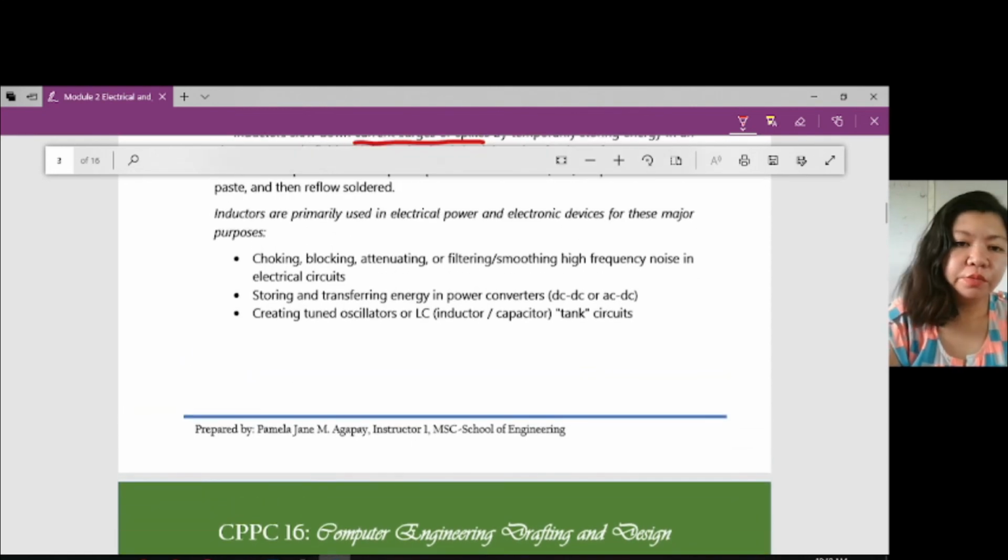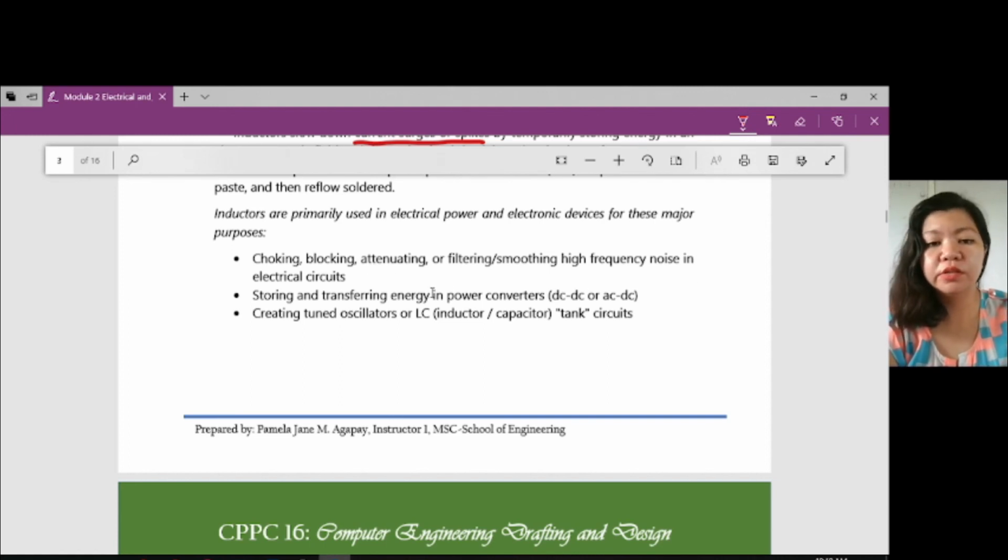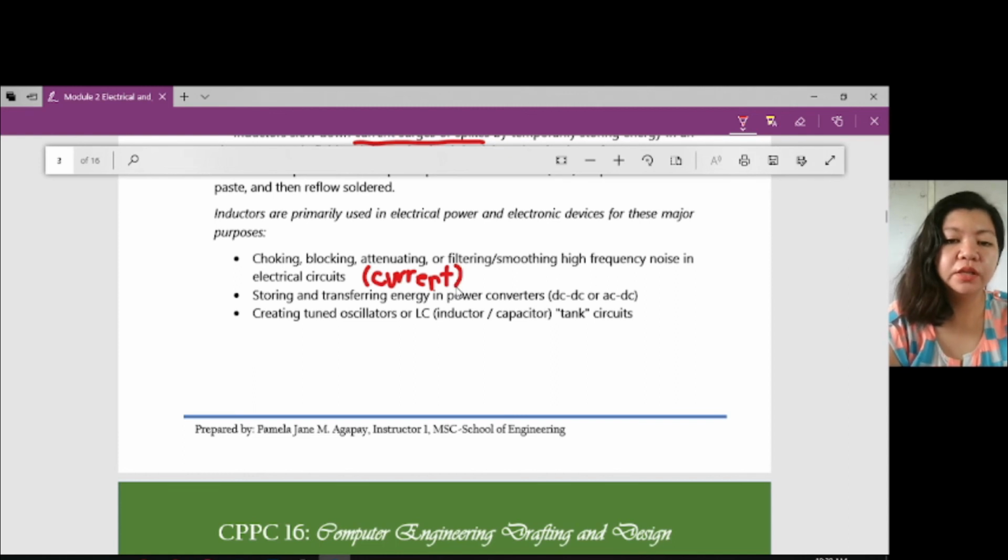So when do we use inductors? So we use it for choking, blocking, attenuating, and filtering smooth high-frequency noise in electrical circuits, more likely responsible for the current, for the alternating current. Yan ang kanyang responsibility. So storing and transferring energy in power converters, DC-DC or AC to DC. So creating tuned oscillators or LC tank circuits.